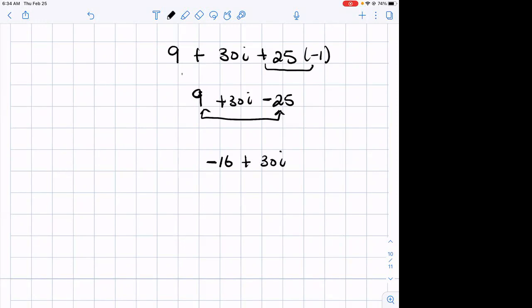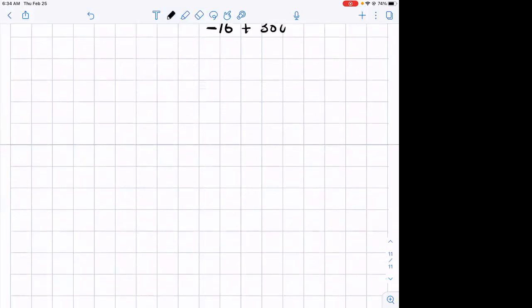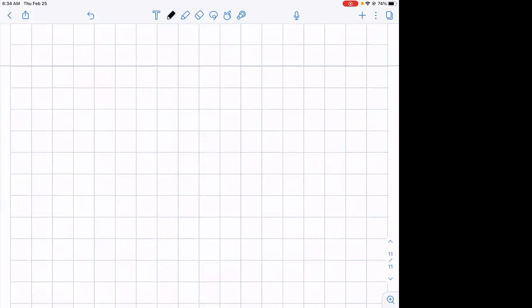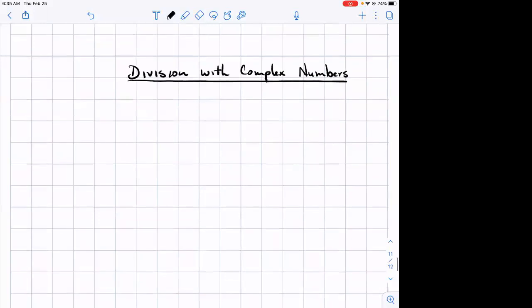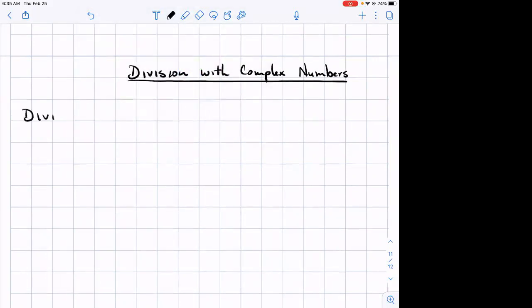Multiplication is very, very similar. Now, the whole idea of division, the division process, is where we talk about writing in standard form. So let's look at division now. When we talk about division, we're really asking you to write this in standard form. So if I ask you to divide 2 plus i divided by 3 minus 2i.